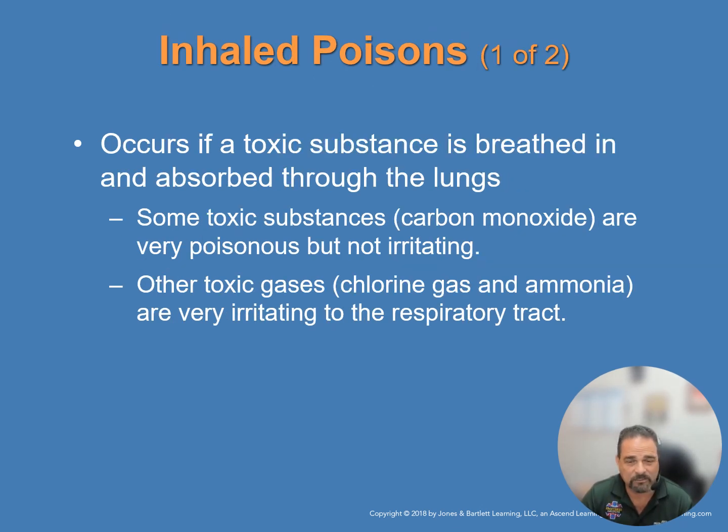All right, so inhaled poisons. Remember, we talked about this. This is when somebody inhales it. They have breathed it in either through their nose or through their mouth. Specifically, some toxic substances like carbon monoxide are very poisonous but not irritating. You can breathe carbon monoxide when you're at an intersection and your windows are rolled down when you're driving your car, you can smell it all the time. But other toxic gases like chlorine gas and ammonia are very irritating to the respiratory tract, and generally people try to evacuate the area before they get too much of an exposure.